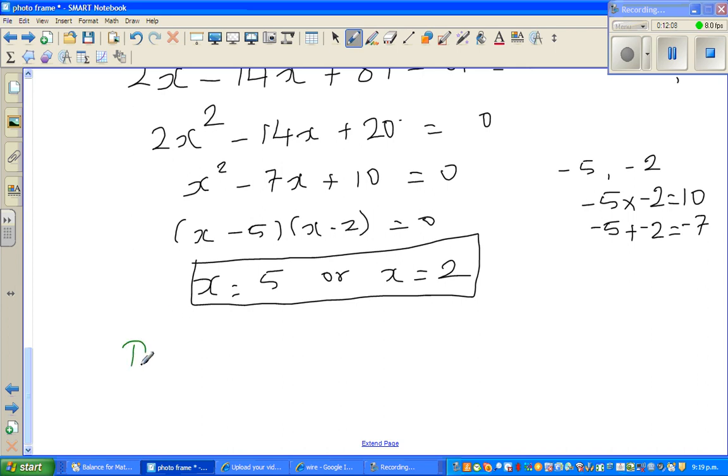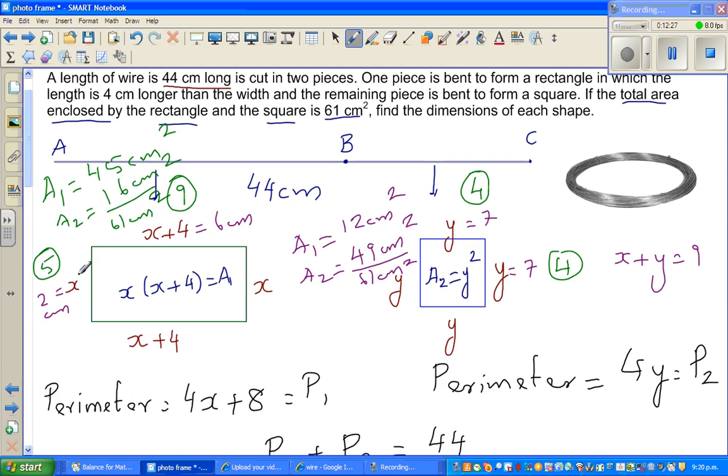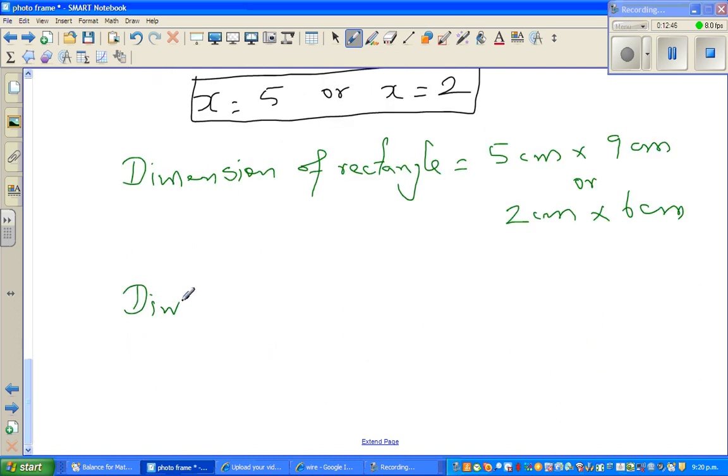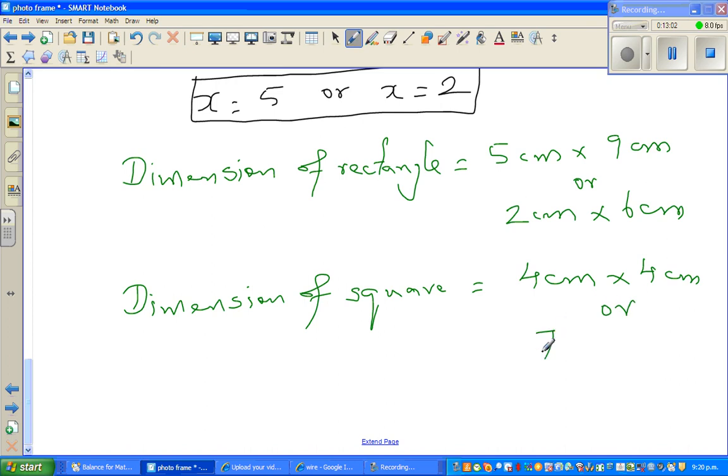So the dimension of the rectangle, this is how you should be writing, is 5 centimeters times 9 centimeters, or when it is 2 centimeters times, the difference is 4, so that is 6 centimeters. This is one option. And for the dimension of the square, when x is 5, y has to be 4 centimeters. So 4 centimeter by 4 centimeter. And when x is 2, y has to be 7. So it is 7 centimeter times 7 centimeter.